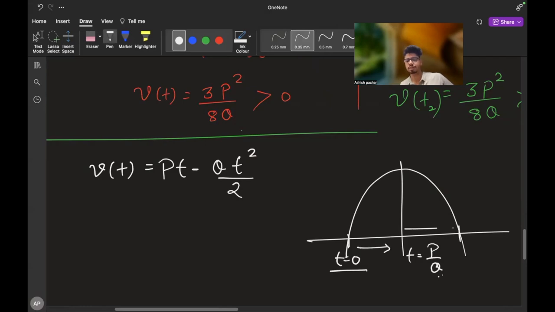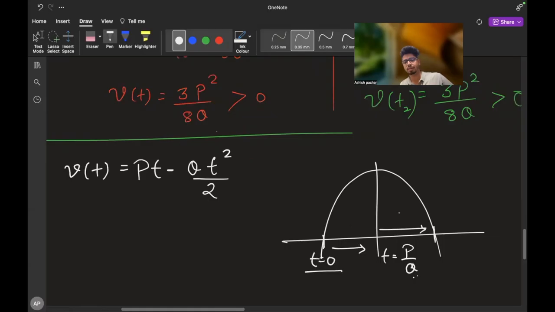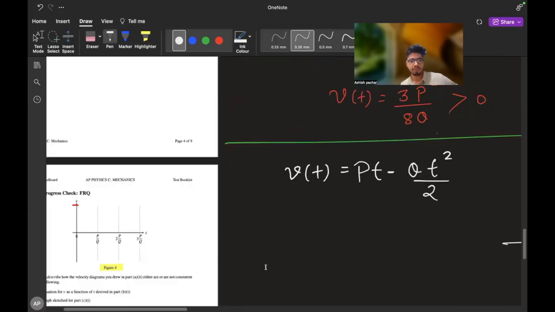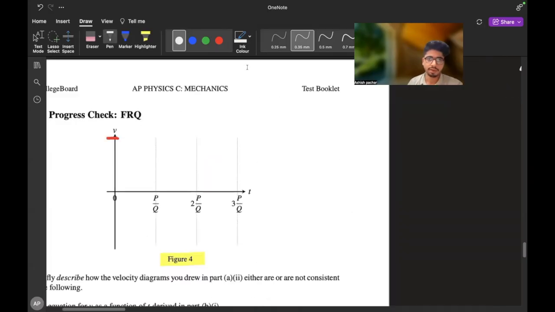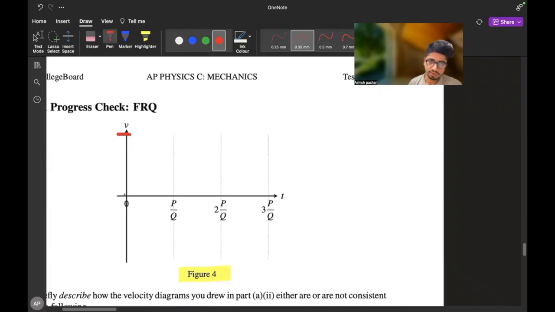So if I take the interval p by q again, this time is t2 basically, then at 2p by q the velocity expression has to be 0 again. If I relate all these things on the graph, at this point the velocity is 0, somewhere you get the peak value, and at this point it is 0 again, so you get a downward parabolic shape.